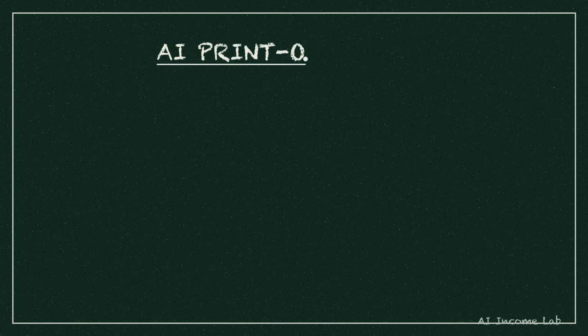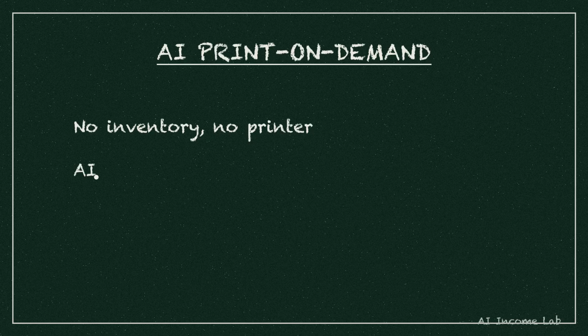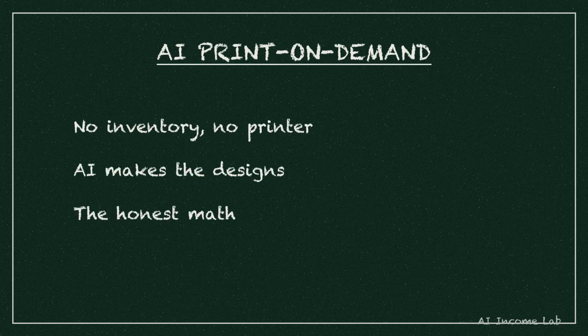AI images on t-shirts, mugs, and posters, sold while you sleep, with no inventory, no printer, and no design degree. Print on demand is the classic passive income play, and AI just removed the hardest part. Here is the full tutorial, with the honest math at the end.